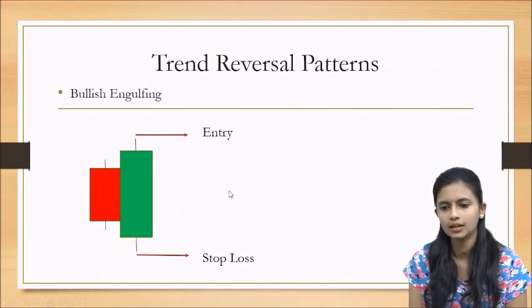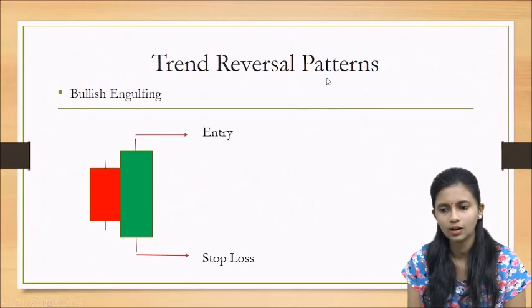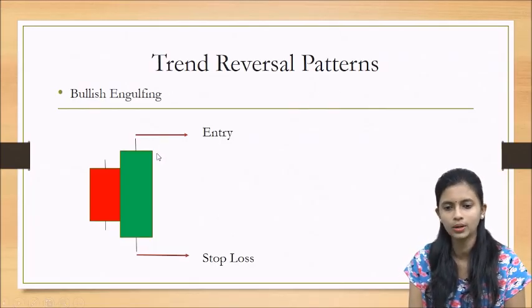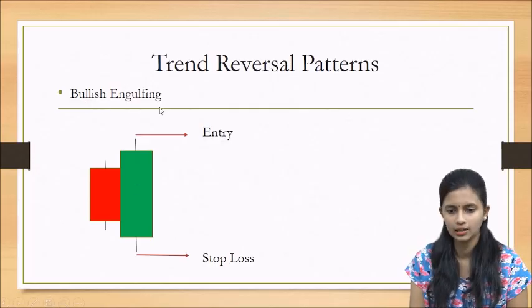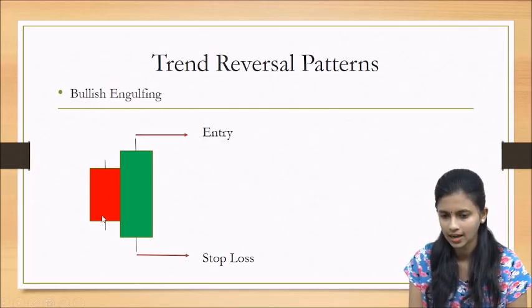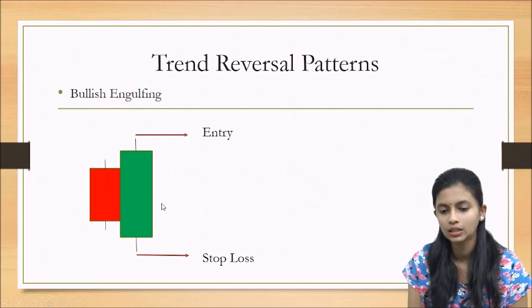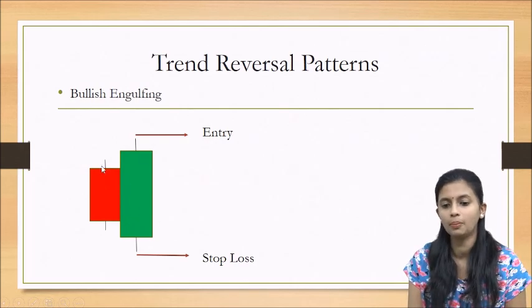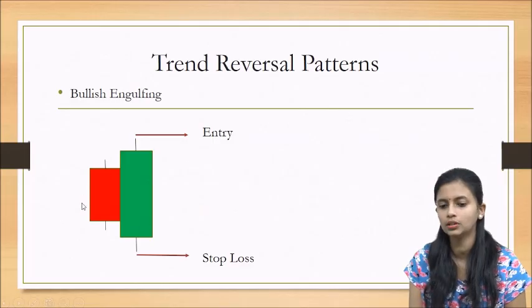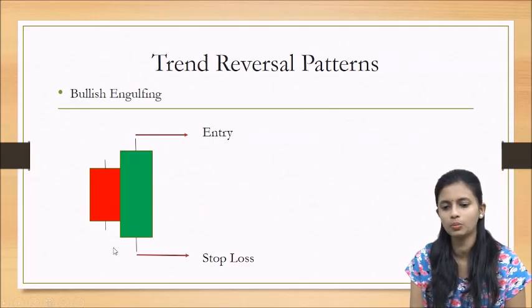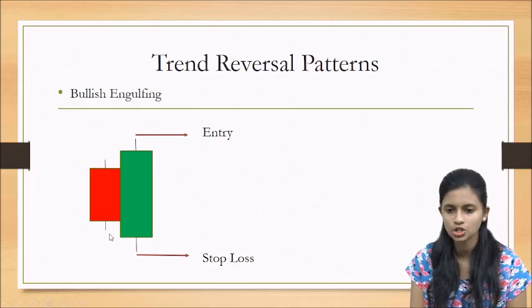Now what are trend reversal patterns? The first trend reversal pattern is bullish engulfing. All must be knowing this. This is one of the popularly used patterns. Bullish engulfing is one red candle and then a bigger green candle which will engulf the open and close of the red candle. So this pattern is to be present to be called bullish engulfing.